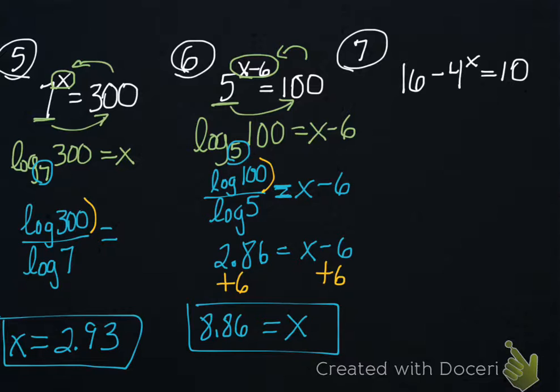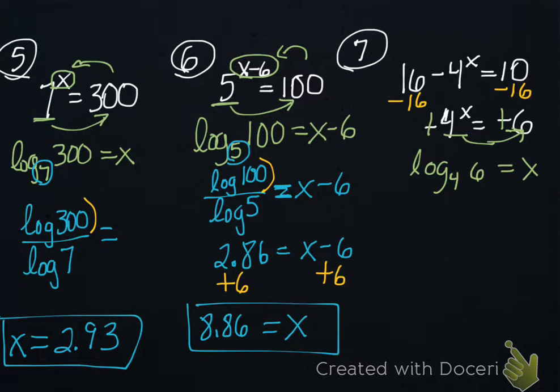Number 7. The exponent part is not by itself. It has to be by itself in order to actually turn it into a log and solve. So I need to get rid of the 16. So I'm going to subtract 16 from both sides. Now I have negative 4 to the x equals negative 6. Well, we're going to change both of those to positives. Now I can do my logs. Base is 4. So I have log base 4 of 6 equals x.